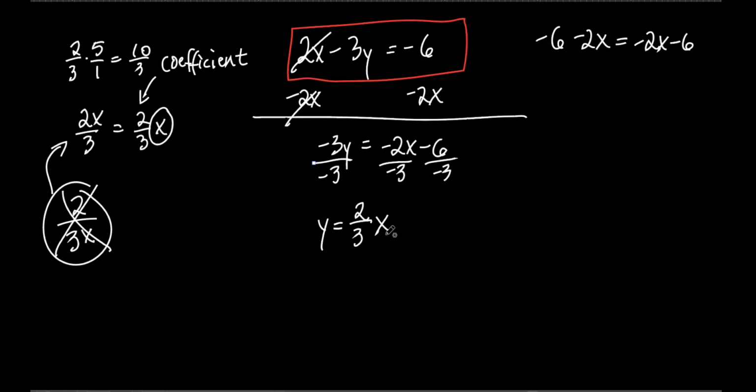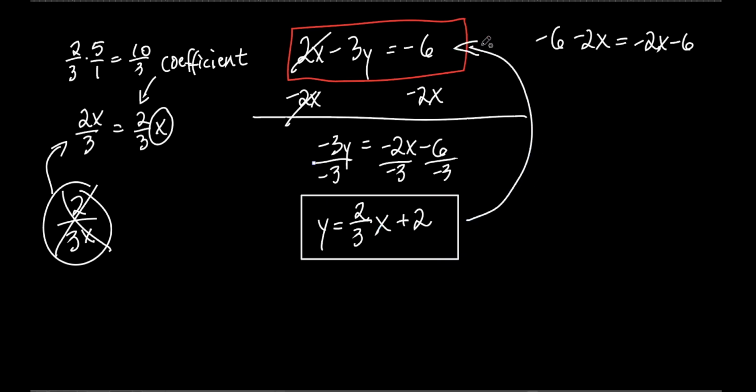So anyway, let's continue with this. So I'm going to write 2/3 x. And what's this going to be? Negative 6 divided by negative 3. So it's positive. So I put a plus, and it's a 2. So this is the same exact thing as this. It's just written a different way. That's all it is. It's the exact same thing.